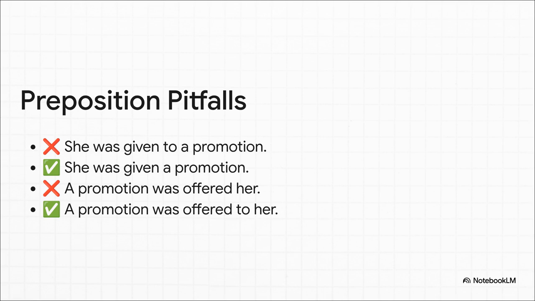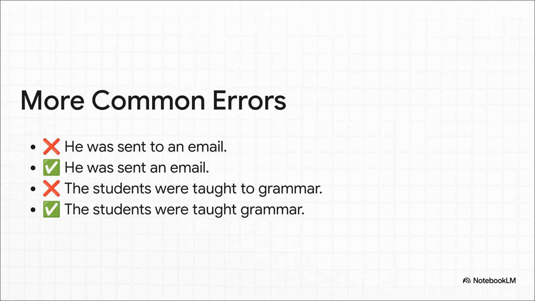However, and this is important, saying "a promotion was offered her" is also incorrect. You absolutely must remember to include "to" before the indirect object in a Type 2 sentence: "A promotion was offered to her." Let's reinforce this a bit. Inserting "to" incorrectly completely shatters the flow of that Type 1 structure. I mean, "he was sent to an email" creates this hilarious image of a person being physically mailed in an envelope. We want "he was sent an email." Similarly, "the students were taught to grammar" is super clunky and wrong. Just keep it clean and direct: "The students were taught grammar."